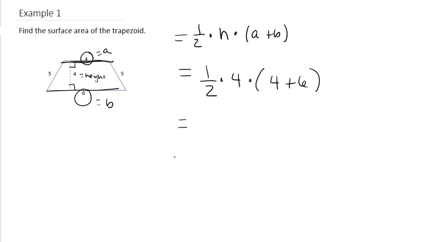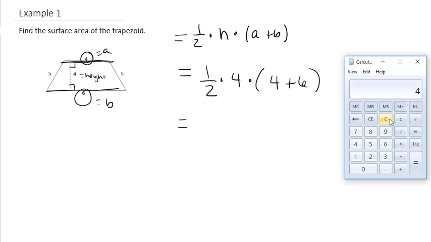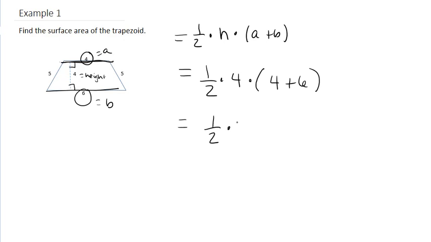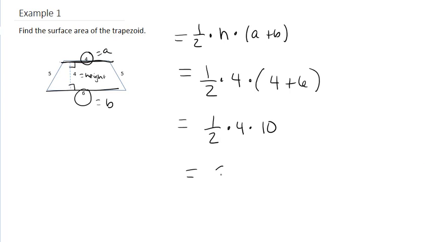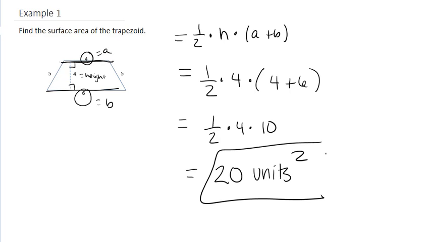So let's go ahead and calculate this all out. First thing we need to do is deal with our parentheses. So we have 4 plus 6, which is equal to 10. So we have 1/2 times 4 times 10. Now we'll multiply 10 by 4, so we get 40, and then we'll divide it by 2, as multiplying by 1/2 is dividing by 2. So we get 20. And then this is area, so it's units squared. Let's go ahead and look at another example.